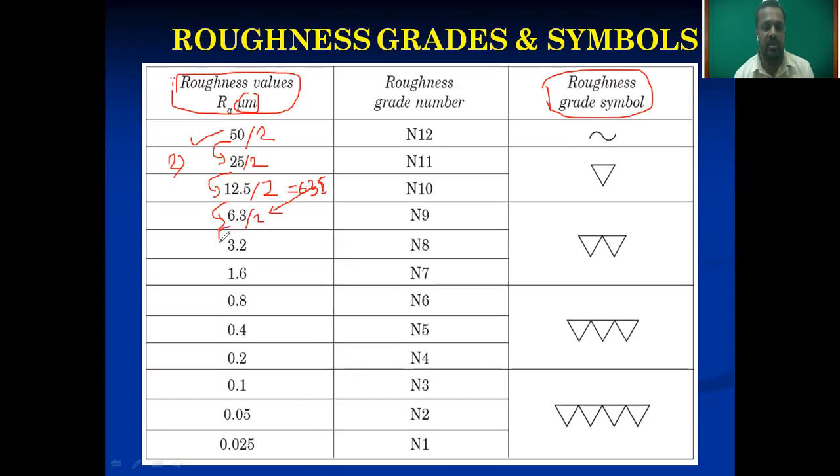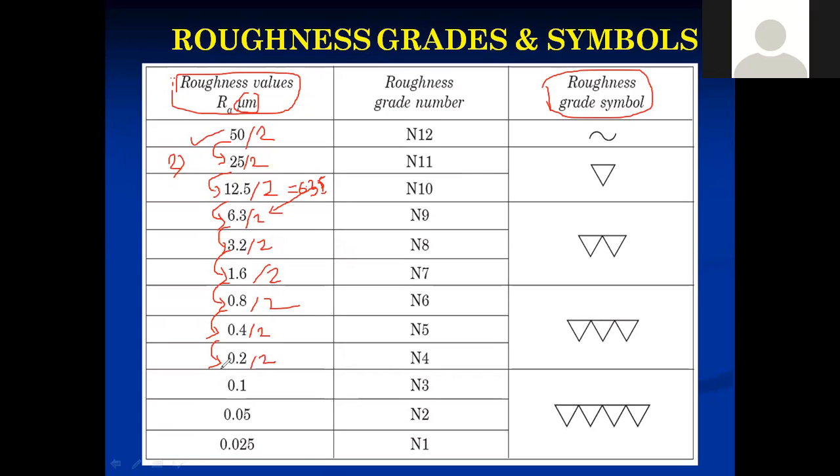Again this answer will be there. Again we have to divide it by 2. Again this will be there. Again we have to divide it by 2. Again it will be there. Like this, we have to calculate all the surface roughness values. Am I right? Is it right or wrong? Right, sir. In this manner we have to remember all the surface roughness values. Like this.